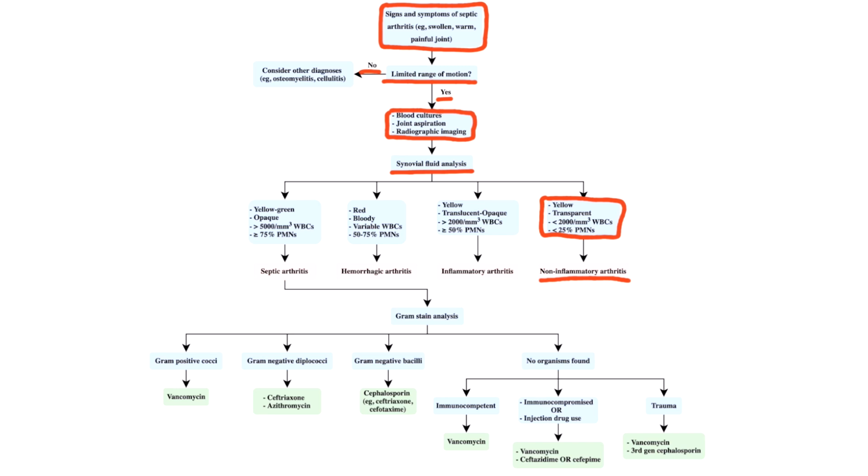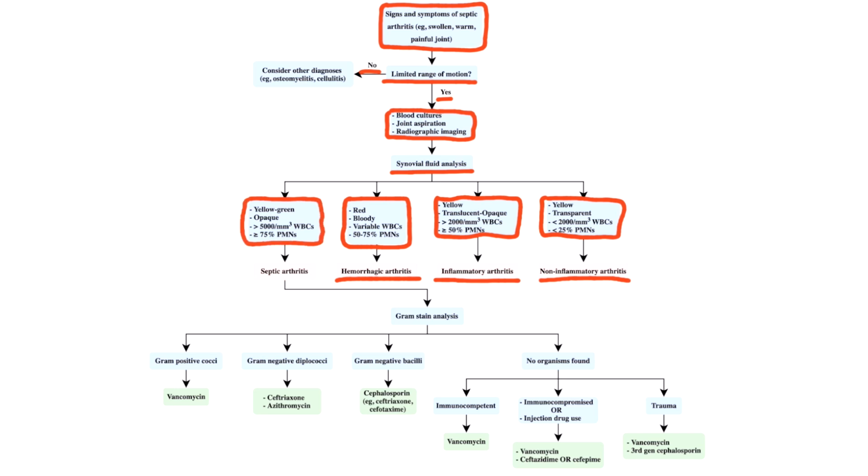If the synovial fluid is yellow and transparent to opaque with a white blood cell count of more than 2,000 and more than 50% neutrophils, this suggests an inflammatory arthritis, such as rheumatoid arthritis. If the synovial fluid is red and bloody with a variable white blood cell count and 50 to 75% neutrophils, this suggests hemorrhagic arthritis. Finally, if the synovial fluid is yellow to green and opaque with a white blood cell count of more than 5,000 and more than 75% neutrophils, this suggests septic arthritis.